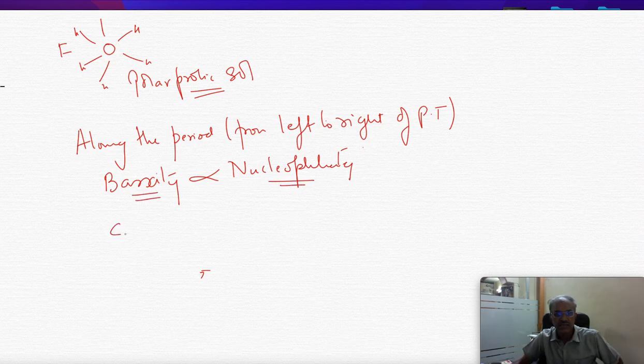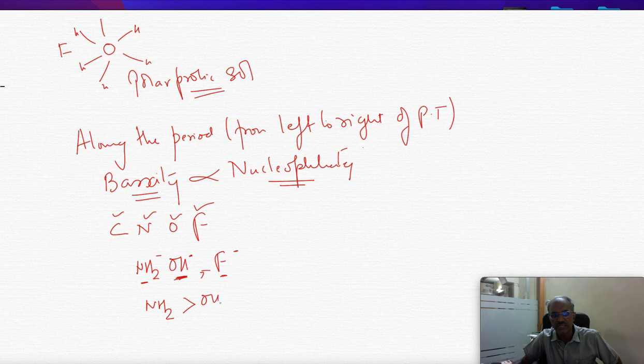If I say carbon, nitrogen, oxygen and fluorine, right? Take for example OH minus, NH2 minus, and F minus. No doubt OH is more basic than F and NH2 is more basic than OH. So NH2 becomes a better nucleophile than OH, which becomes a better nucleophile than F minus. Just make a note of it.